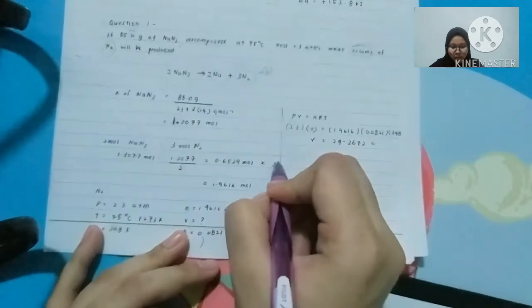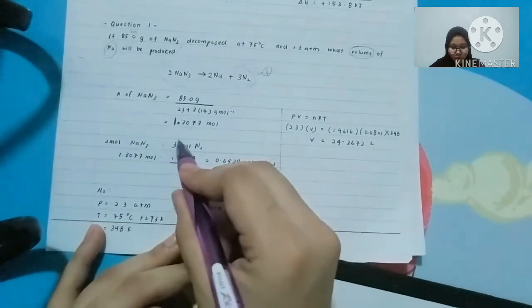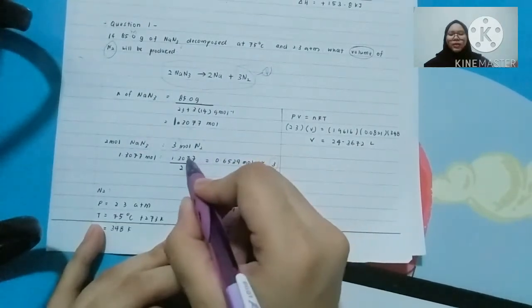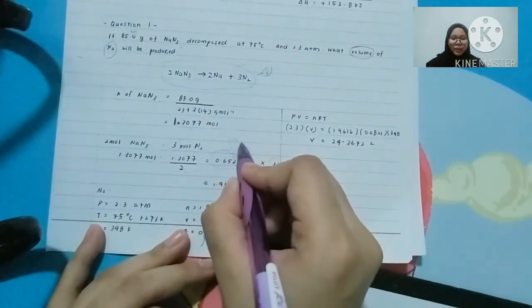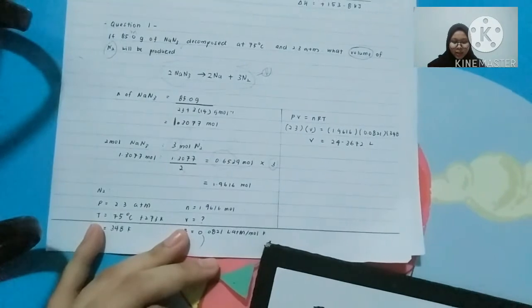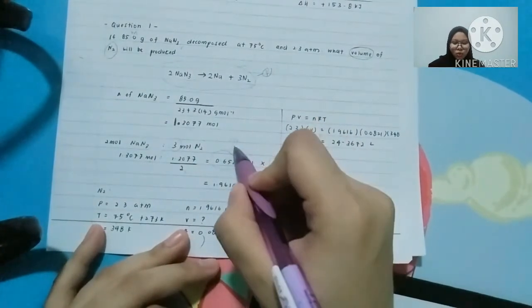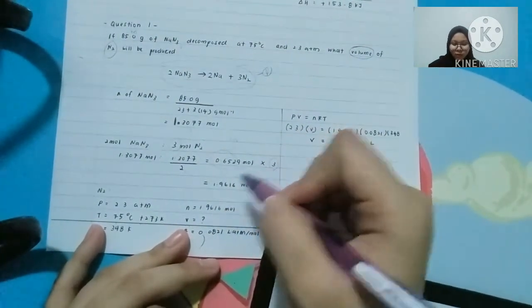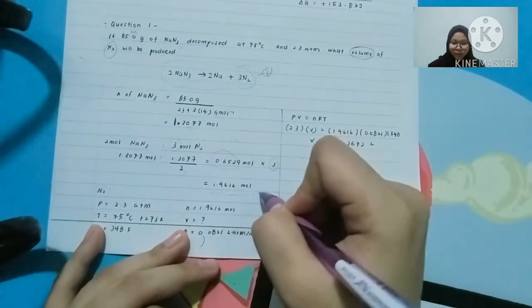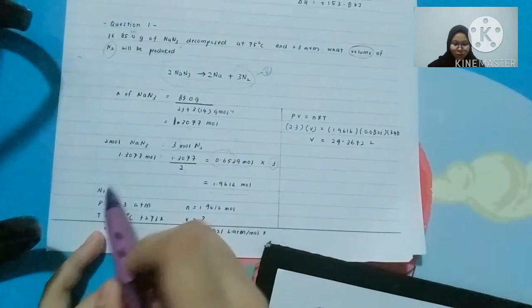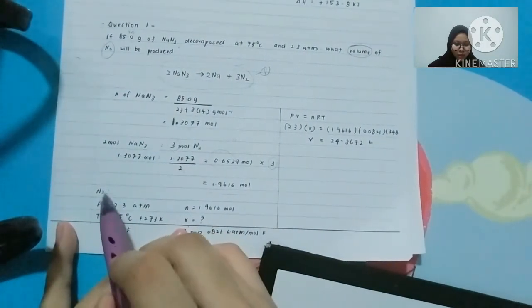Lepas tu darabkan dengan 3. Kenapa darab 3? Sebab ni ada 3 mol. Yang ni kenapa bahagi 2? Sebab kita nak cari satu mol tu. 1 mol. Kita nak cari 1 mol dulu. So kita darabkan dengan 3. So kita akan dapat nilai dia 1.9616 mol. So bila kita dah dapat tu, kita boleh carilah volume N2.